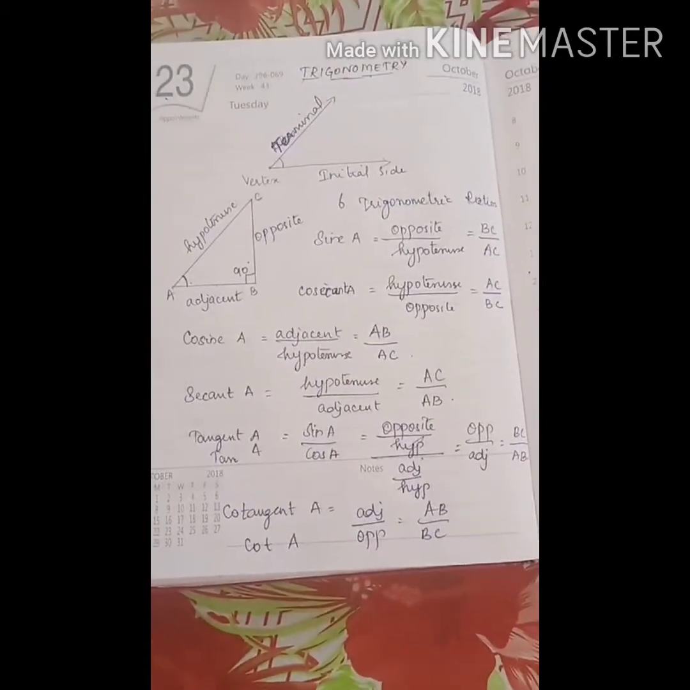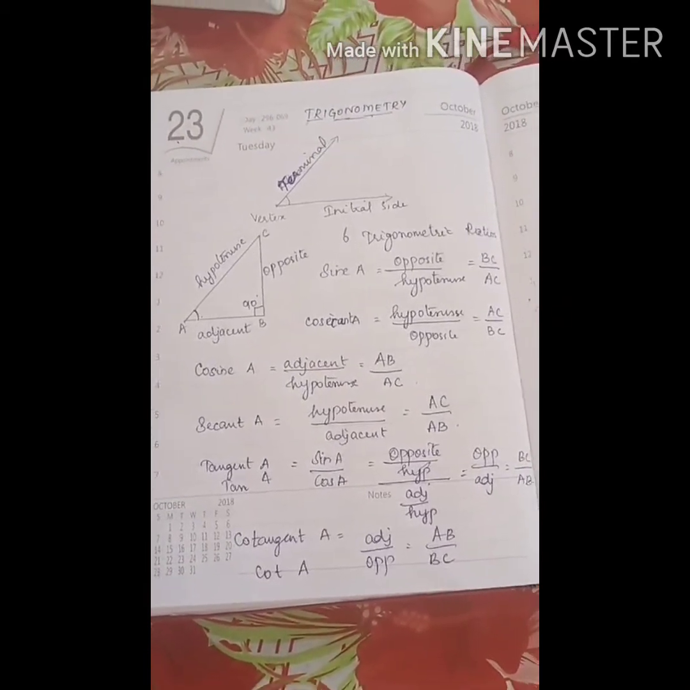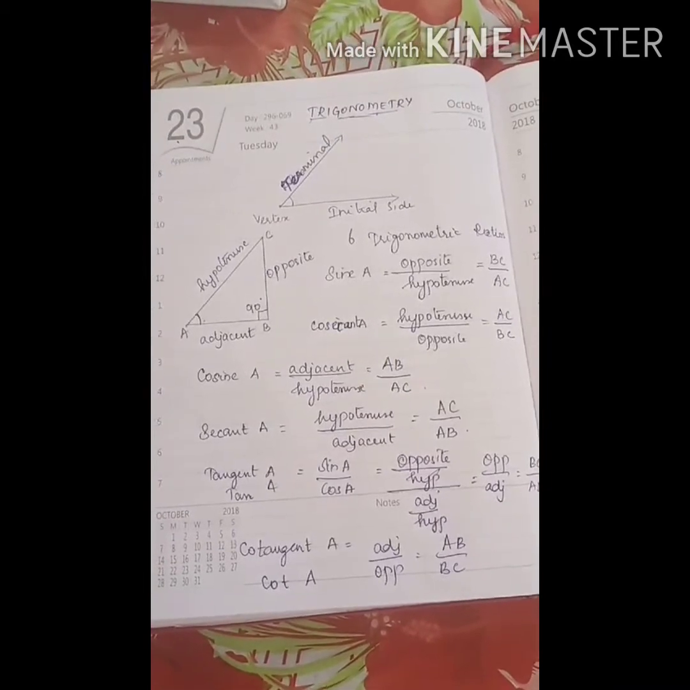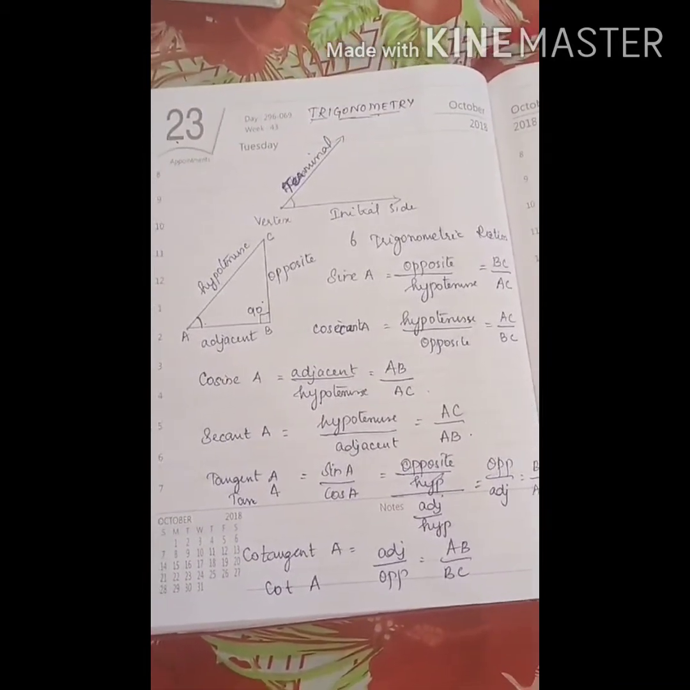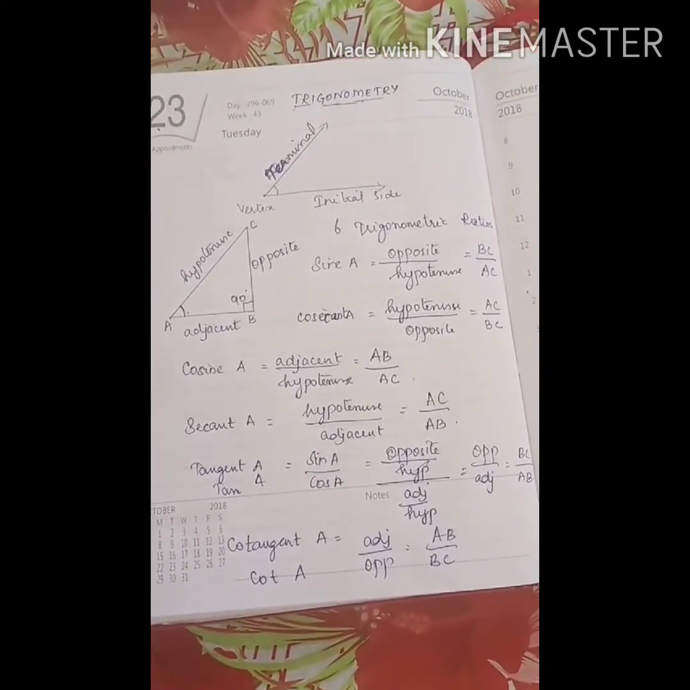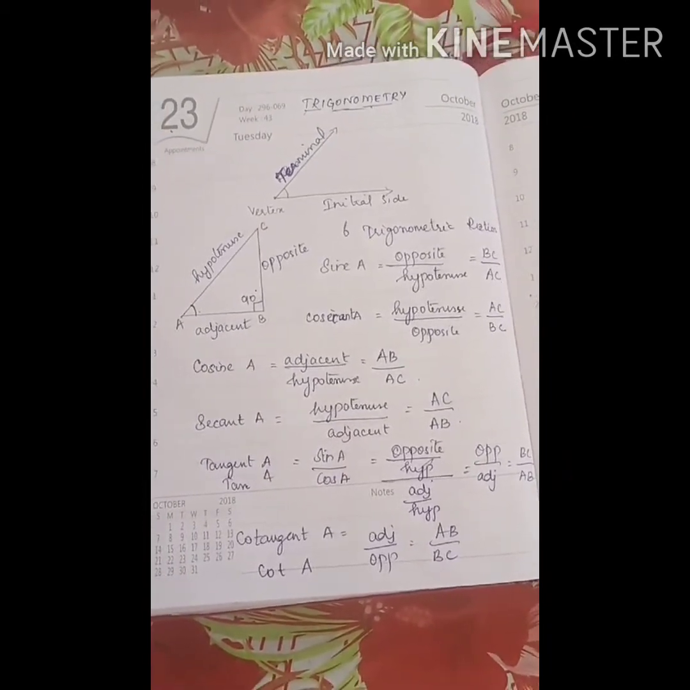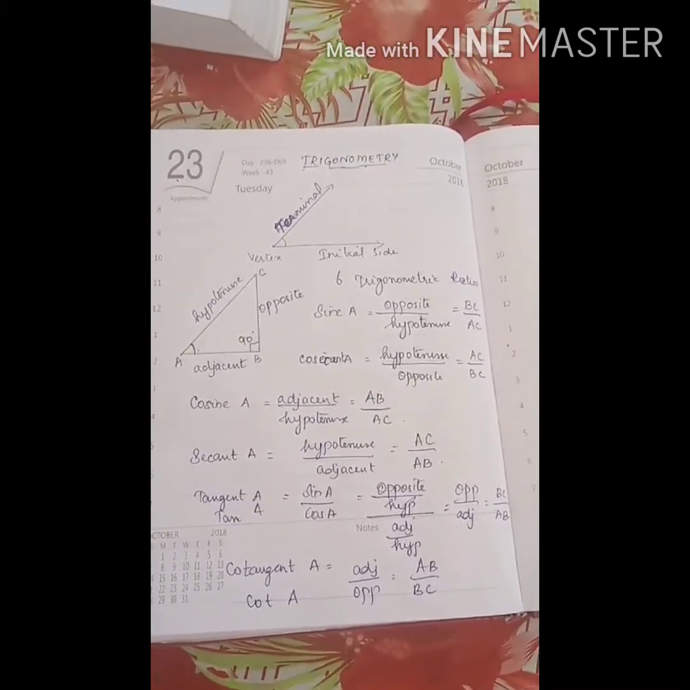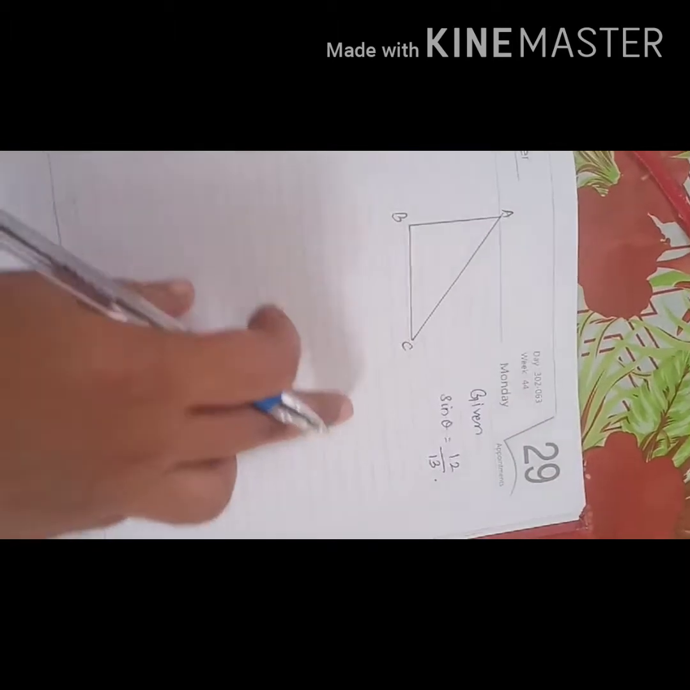Again, I'll say the trigonometric ratios. First one is sine, that is opposite by hypotenuse. Next, the reciprocal of sine is cosecant, hypotenuse by opposite. Next, cosine, adjacent by hypotenuse. The reciprocal of cosine is secant, hypotenuse by adjacent. Tan is sine by cos, that is opposite by adjacent. Cot A is adjacent by opposite, the reciprocal of tan. Now let's solve some sums on trigonometric ratios.